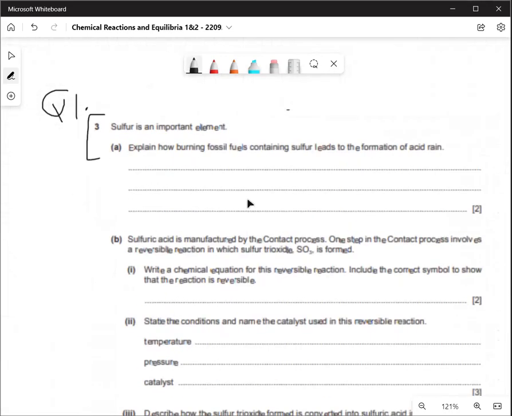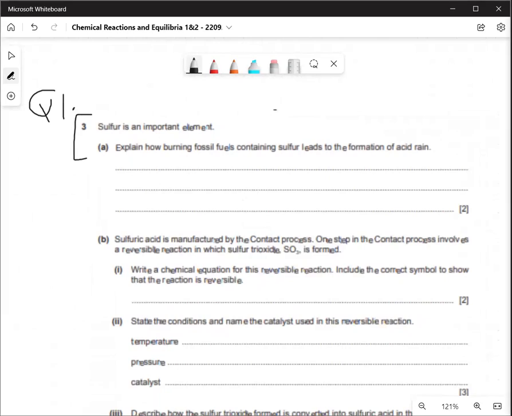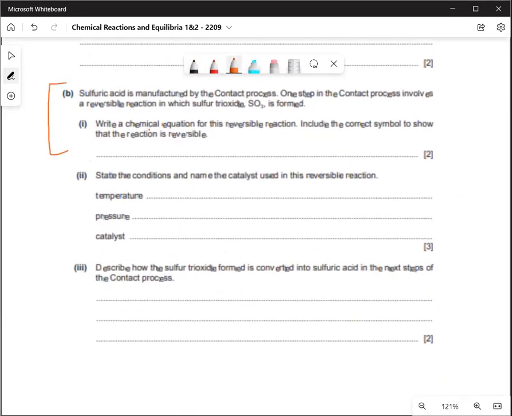Read the question, Zara. Sulfur is an important element. Explain how burning fossil fuels containing sulfur leads to the formation of acid rain. Write this question in your notebook. I'm giving you the answer. Now, this is not in the chapter of equilibrium, but it will come in your paper. Actually, we'll get back to this later. Don't write it. Skip.